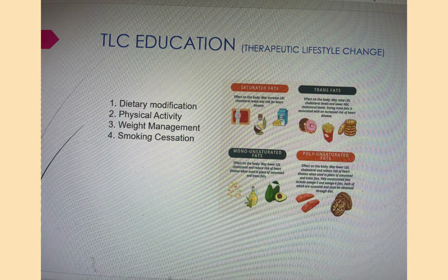Then smoking cessation. Give them different options to quit, like nicotine replacement, and educate them about it. It improves the lipid profile, lowers blood pressure, and decreases cardiovascular disease and other chronic diseases.